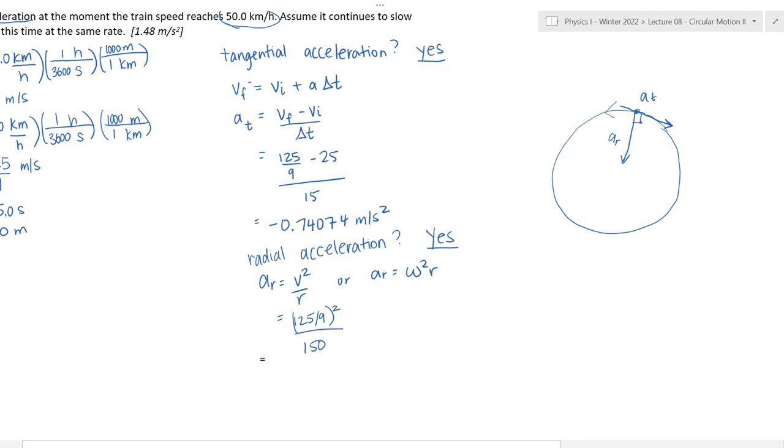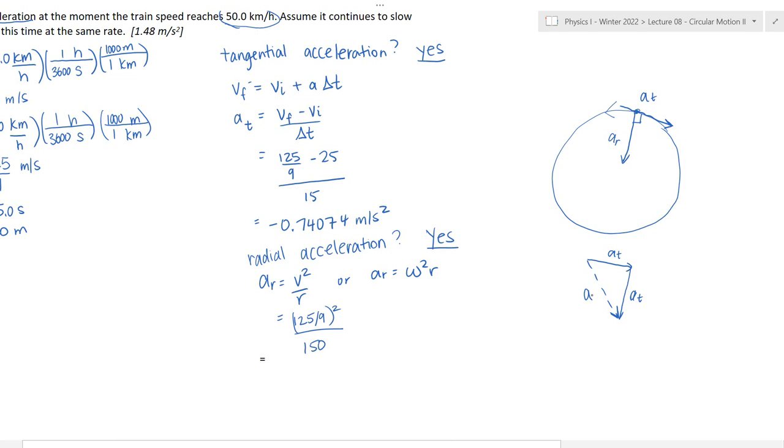So we need to find the sum of those, but we're adding them up as vectors. So when you add two things as vectors, let's draw it again like this, AT and AR. Remember, when you add as vectors, you need the two vectors to be tip to tail. So your AT would look like this. And your resultant would be something like this. So that resultant is our total acceleration, which we just call acceleration.